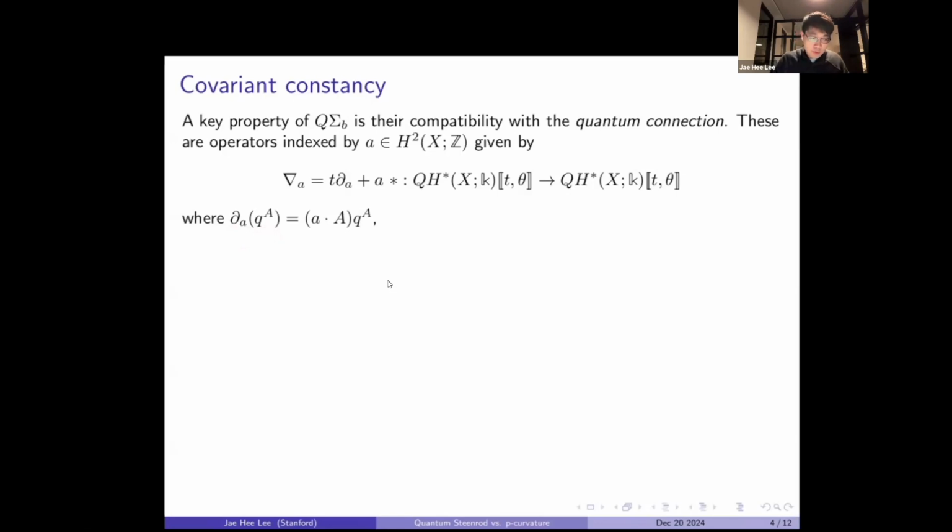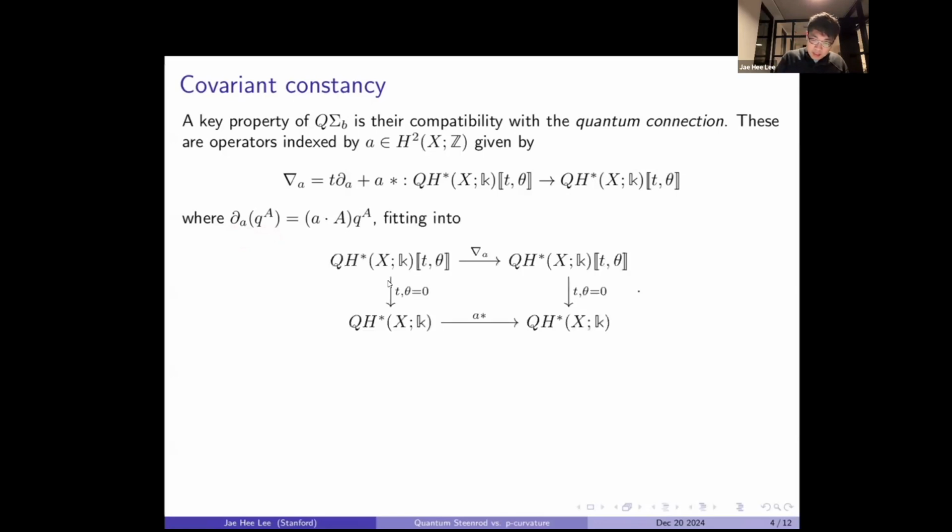The way you can think about these operators is that there are certain canonical lifts of the quantum product that you have on the usual quantum cohomology to the loop equivariant quantum cohomology. So the loop equivariant quantum cohomology doesn't naturally have the structure of a ring, but it has the next best thing, which is the action of these connection operators.